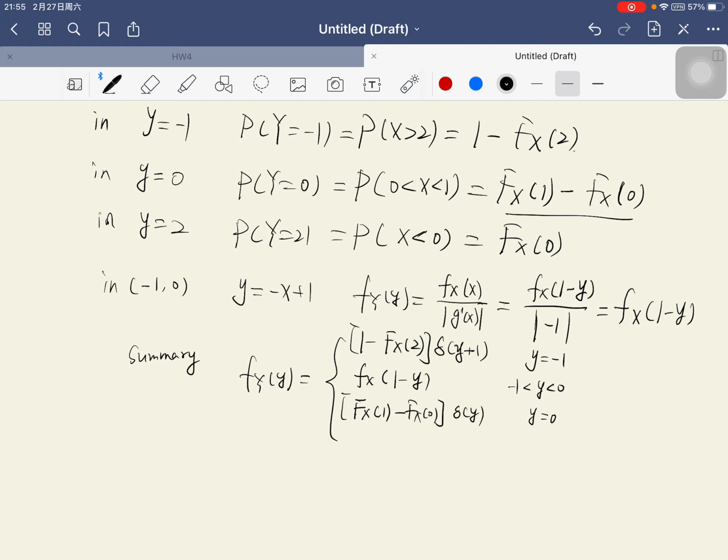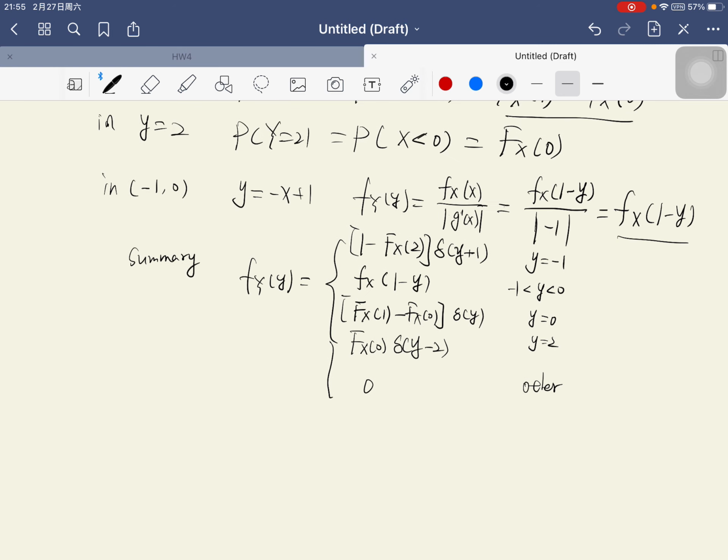And when y is equal to 2, it is equal to the distribution function of x at 0 times delta(y minus 2). And otherwise, the value is equal to 0. So this is the density function of y.